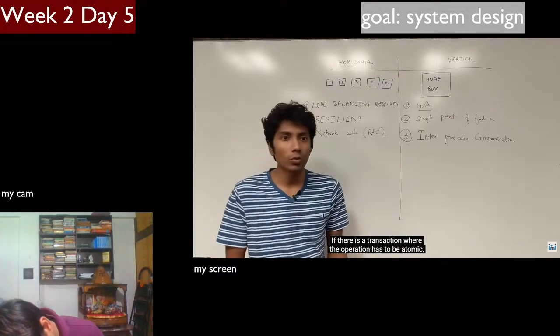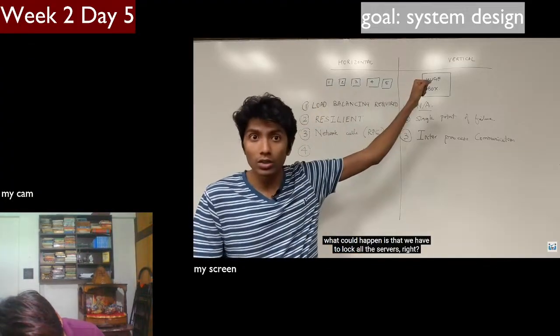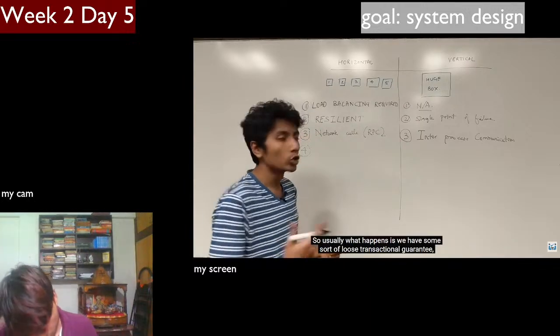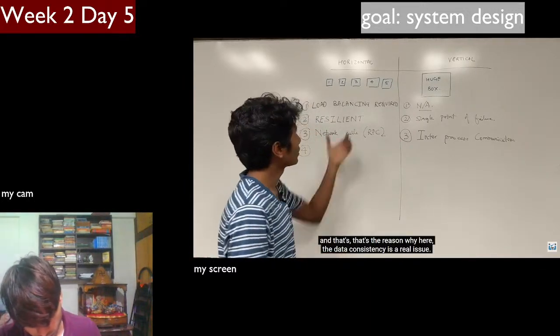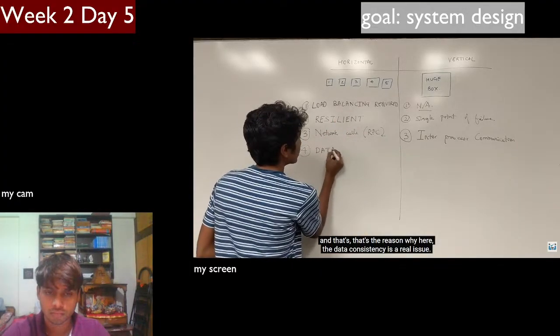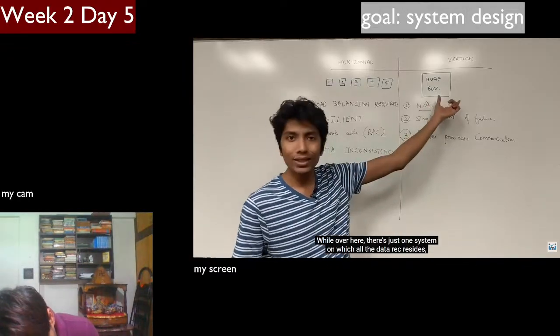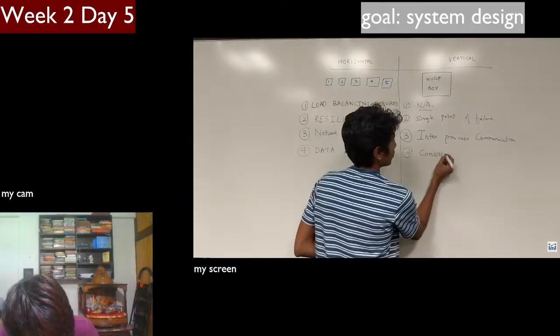If there is a transaction where the operation has to be atomic, what could happen is that we have to lock all the servers, right, all the databases that they're using, which is impractical. So usually what happens is we have some sort of loose transactional guarantee. And that's the reason why here the data consistency is a real issue. While over here, there's just one system on which all the data resides, and that's why this is consistent.